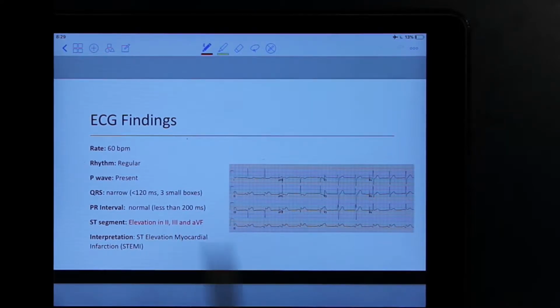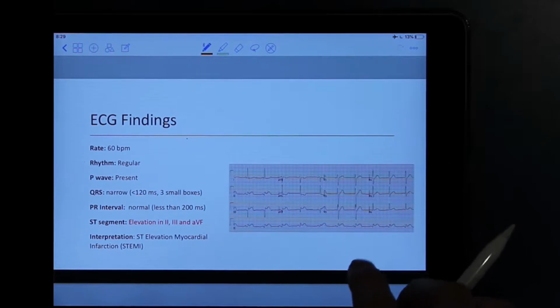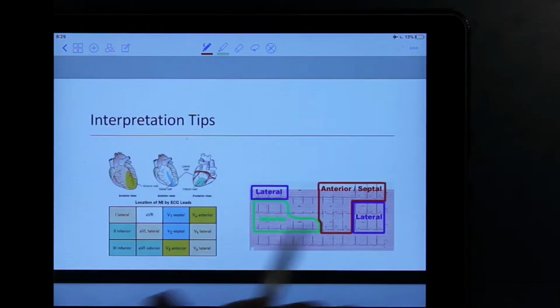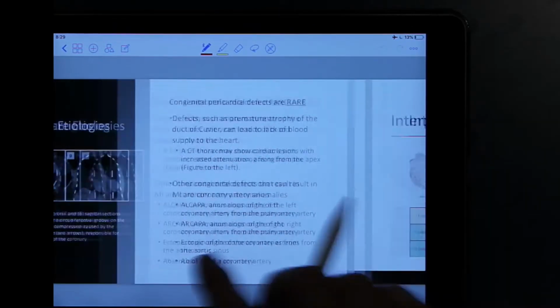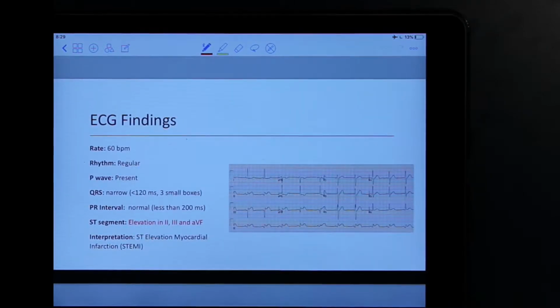And 2, 3, aVF, this would actually be, sorry, Eddie, go back to the beginning of this slide.